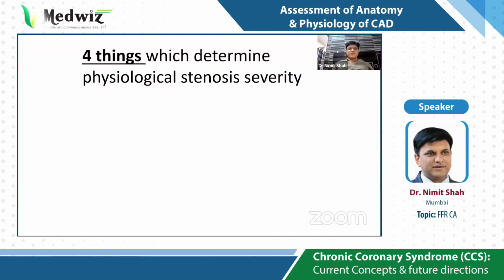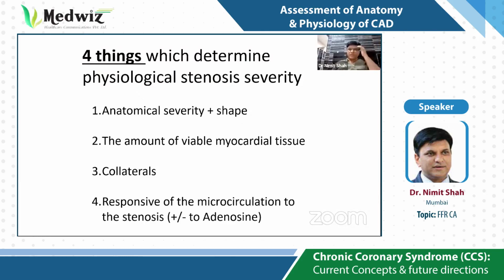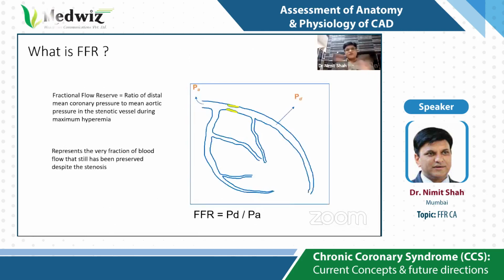So 4 things determine physiological stenosis severity: the anatomical shape and severity, the amount of viable myocardial tissue, collaterals, and the response of the microcirculation to stenosis, which is adenosine. So what is FFR? It's fractional flow reserve, which is the ratio of the distal mean coronary pressure to the mean aortic pressure in a stenotic vessel during maximum hyperemia.